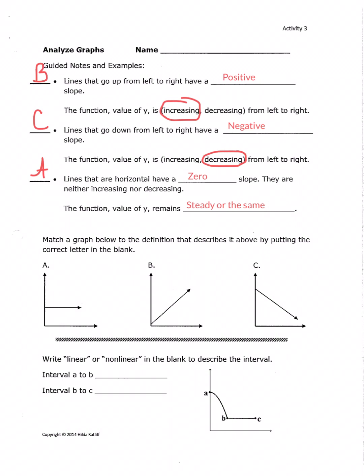Next part says write linear or nonlinear in the blanks to describe each interval. Okay, so look at from A to B. Is that linear? No. So we're going to write nonlinear. Okay, what about from B to C? Well, B to C is a line, so that would be linear.